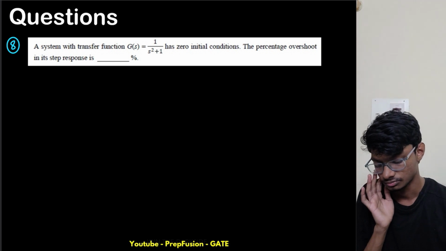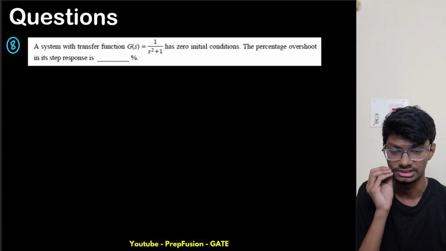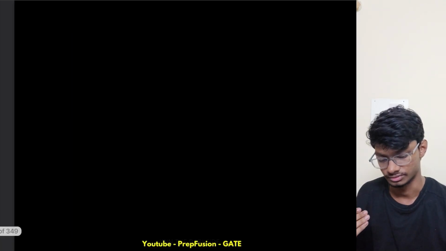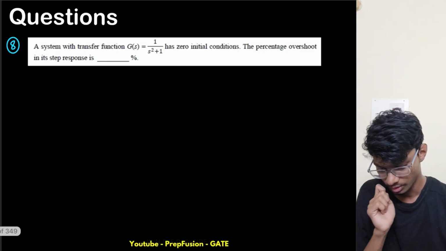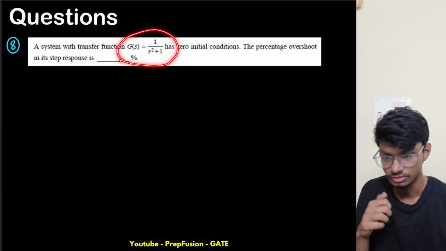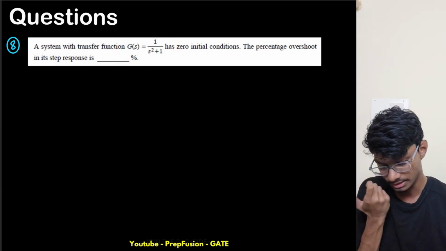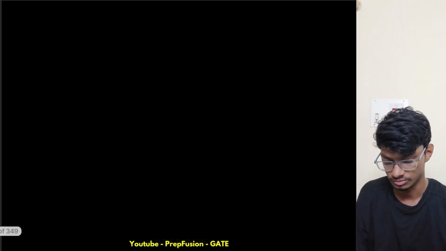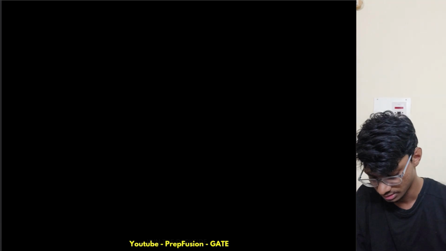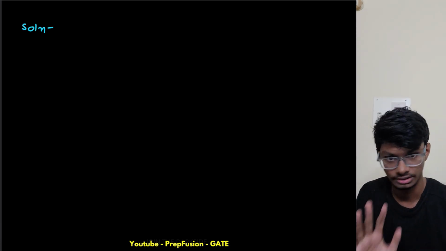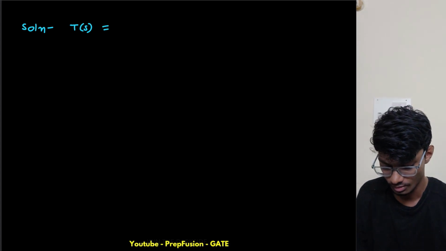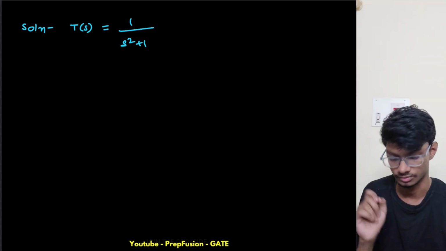Okay, so now we have to tell the maximum peak overshoot, right? MPO. So how will you tell this one? This one is a bit different because the transfer function is this one. This is not my OLTF, right? This is my CLTF. If my CLTF is this one, I will not write G(s), I will write T(s). So T(s) equals 1 by s square plus 1.